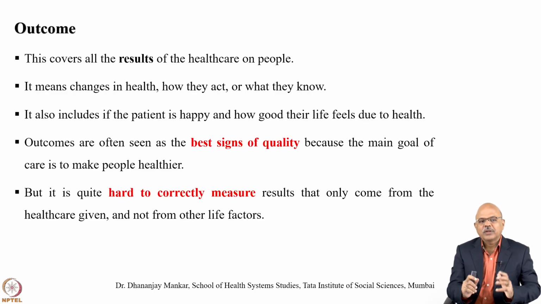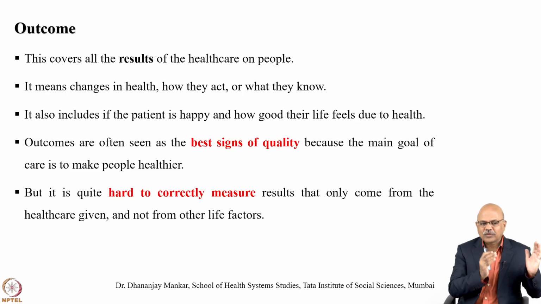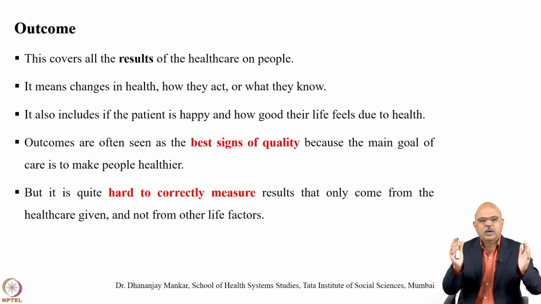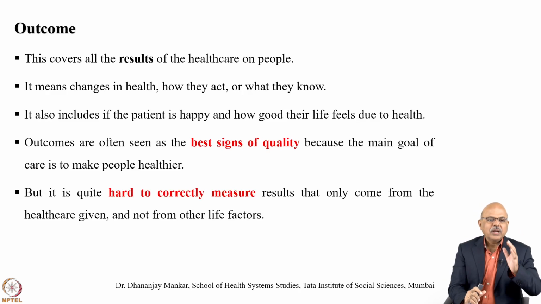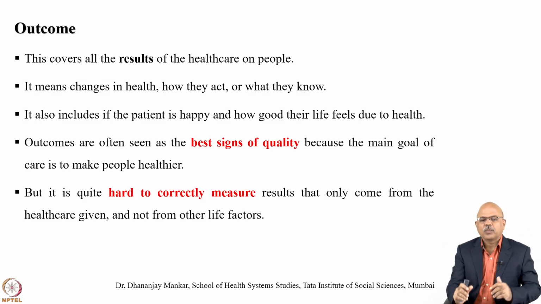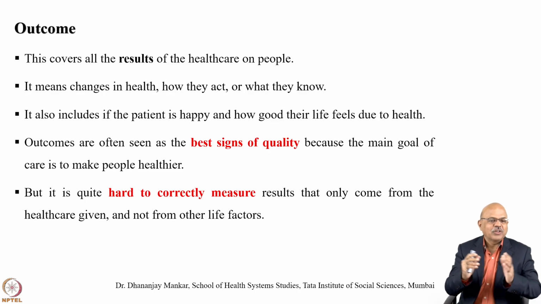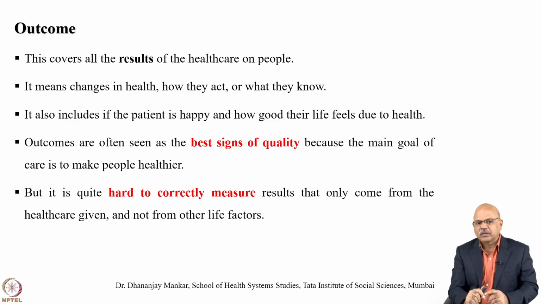Then comes the outcome. We saw the structure, we saw the process, and now it is the outcome. This covers all the results of the healthcare on the people. The outcome is derived from the results of all the structure and processes that were there in the healthcare. It means change in health. We expect a change in the patient's health, and how they act results in their health. So how they act is also an outcome.